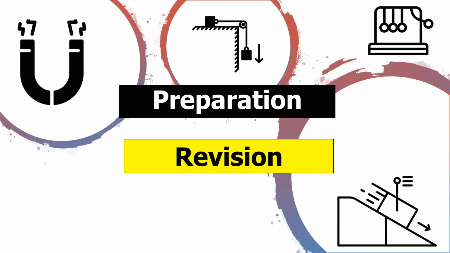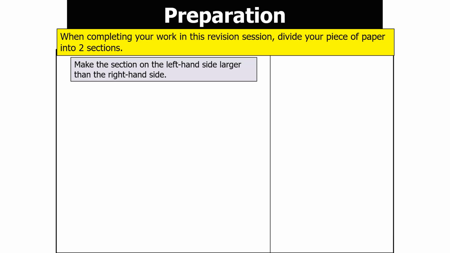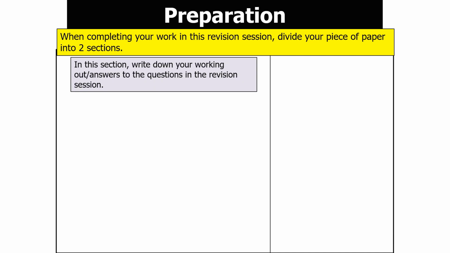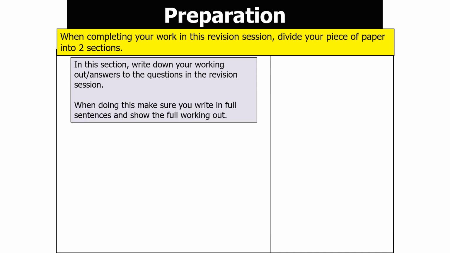So how should you prepare for this revision session? Well, when you complete your work in this revision session, divide your piece of paper into two sections. Make the section on the left hand side larger than the right hand side. In this left hand side section, write down your working out and your answers to the questions in this revision session. When you're doing this, try to make sure you're writing full sentences and show your full working out.